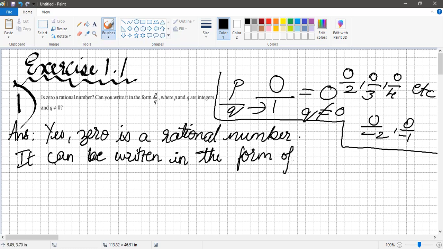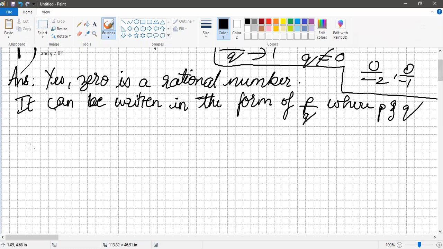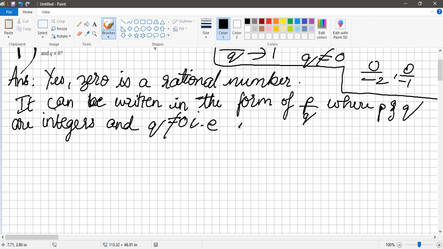In the form of p by q, where p and q are integers and q does not equal 0. You need to write the full statement, you should not leave it halfway. So you should write it completely. Clear? So you can write just 0 by 1 and leave it, or you can write 0 by 2, 0 by 3, etc. Your choice. But it should be of this form. Clear? So that's it for your first question.